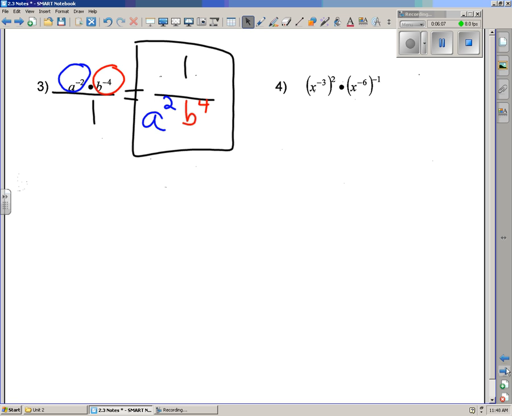Next example, I've got x to the negative 3 squared, x to the negative 6 to the negative first power. If you go back to the rules from the beginning, anytime you have a power to a power, you can just multiply those exponents. This would become x to the negative 6. This would become x to the positive 6. You can flip out, or you can realize that x to the negative 6 and x to the positive 6 is just x to the 0. And there's your answer of 1.